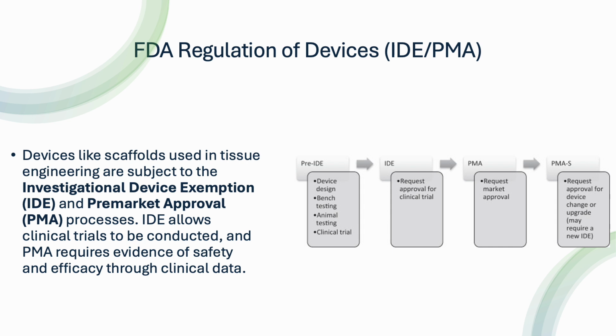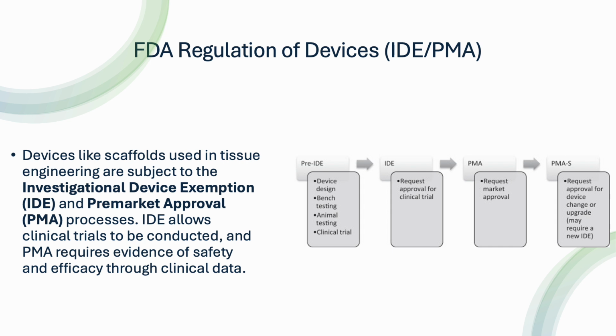For devices like scaffolds in tissue engineering, the FDA requires an IDE, or investigational device exemption, for clinical trials and a pre-market authorization, or PMA, for market approval. This process ensures that devices are safe and effective before being used in patients. So what we can see on the right side of the slide, we can see again four different columns.